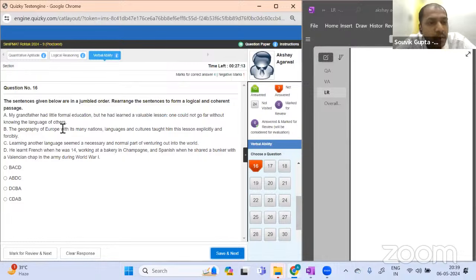Very rusty. Geography of Europe with many nations. My grandfather had little formal education, but he had learned a valuable lesson. One could not go far without knowing the language of others. The geography of many nations taught him this explicitly and forcibly. Learning another language seemed a necessary and normal part of venturing out into the world. He learned French when he was 14, at a bakery, and Spanish when he shared a bunker with a Valencian chap in the army during World War One.